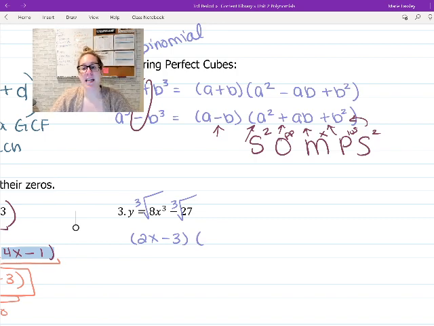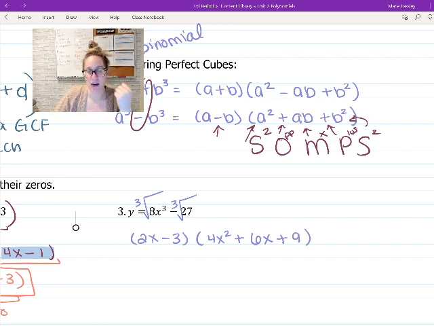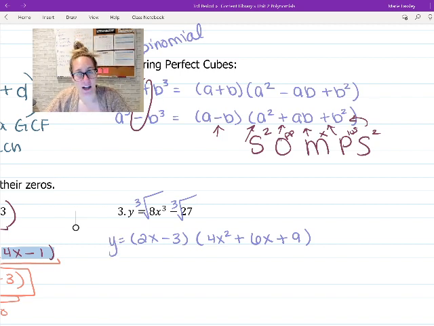Second parentheses, you can either have the formula memorized or remember SOMPS. So you square the first part, so 2x squared is going to give us 4x squared. You do the opposite sign, so since we had a minus to begin with, it's now going to be a plus. You multiply the two terms together, so 2x times 3 is going to give me 6x. You do a plus sign always, and then you square the last term. 3 squared is 9. That is factoring perfect cubes.